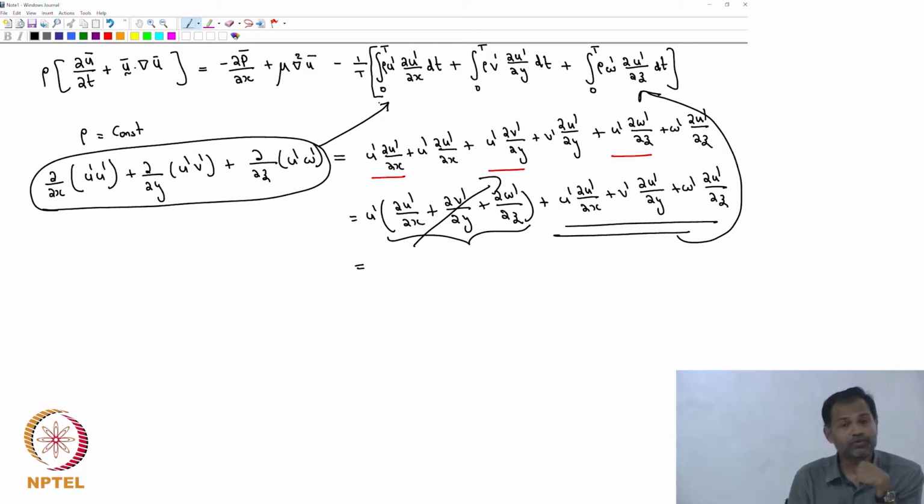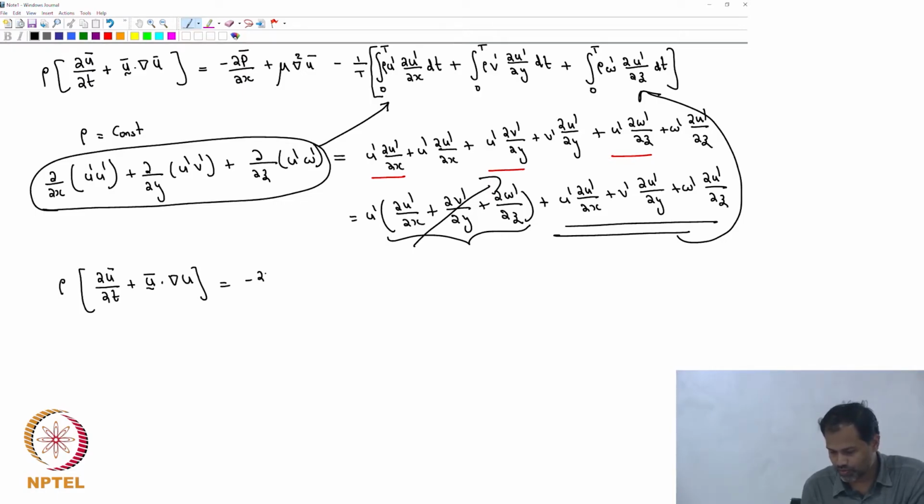So then I'm going to substitute the quantity that I have circled. Dou u bar by dou t plus u bar dot grad u equal to minus dou p by dou x plus mu times the Laplacian of u. I'm going to write it in terms of components.